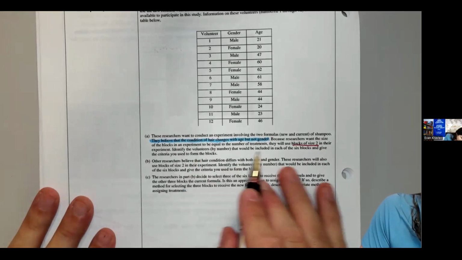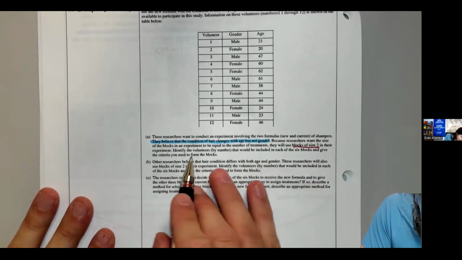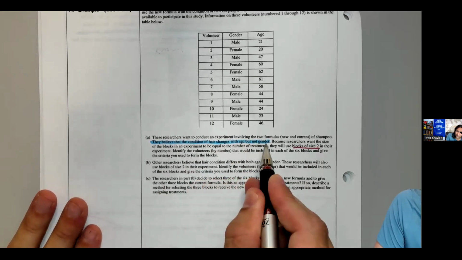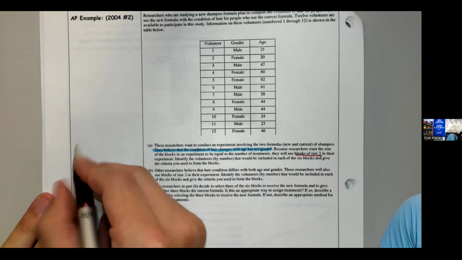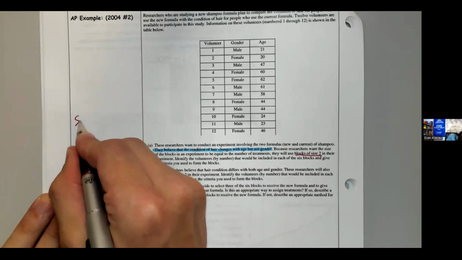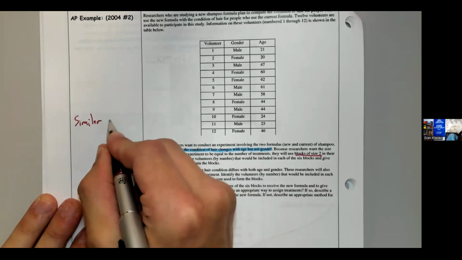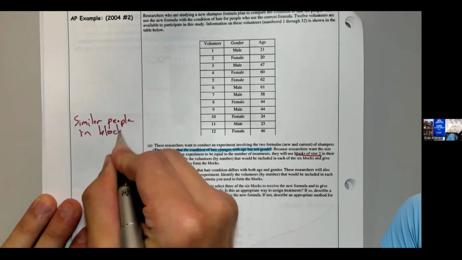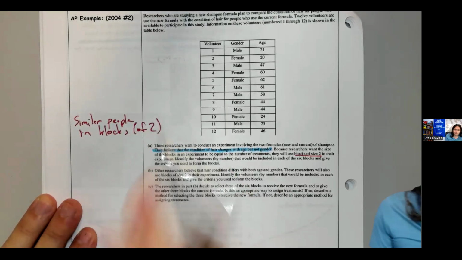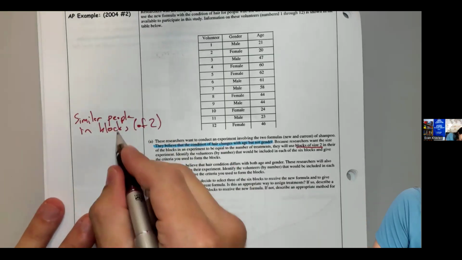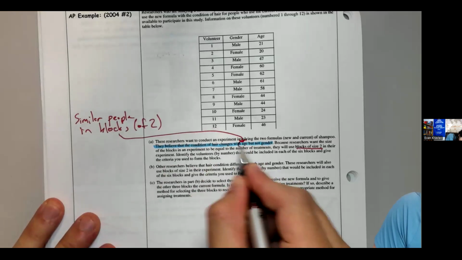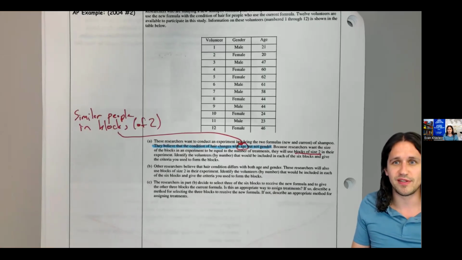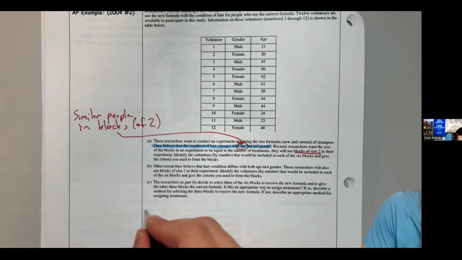Identify the volunteers that would be included in each of the 6 blocks and give the criteria used to form the blocks. So what does this say? Age matters, gender doesn't. If we're making blocks, similar people in blocks of 2. All right, so if we want to put similar people together and we believe that age matters but not gender, then we're just going to sort them by age. We're going to put people as similar of age as possible together.